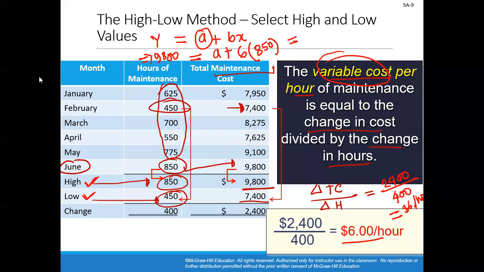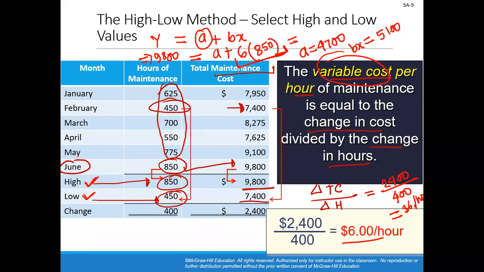$4,700. So what you have got is A is equal to 4,700. From this, what you have measured? 6 multiplied by 850. What you have measured in this portion is the total variable cost. So what is that amount? The BX. 5,100.